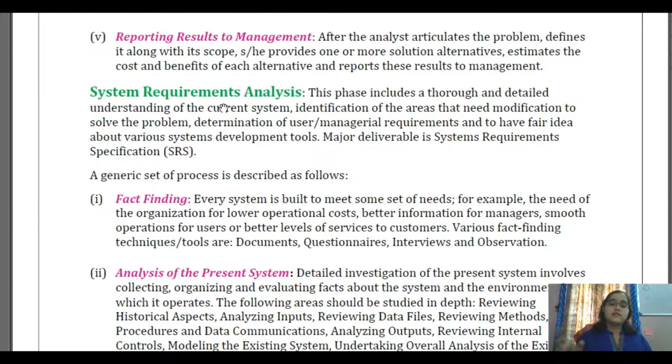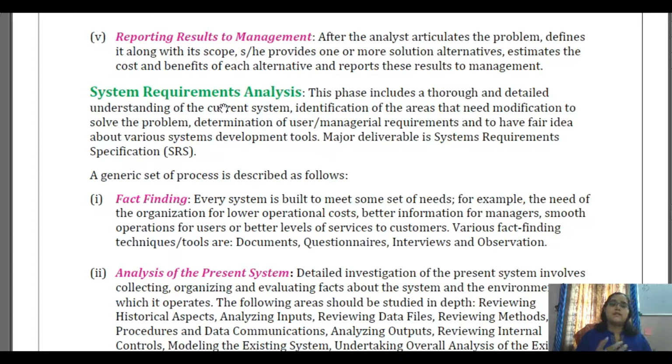In the fact finding session, the system analyst will talk to the users or the people who are working with the system, and then he will try to understand what the actual requirements are. He will be using various tools like documentation, questionnaires, interview and observation. Documents means he will go to the organization chart or process description booklet, which will show how the activities are being conducted in the organization or what the organization hierarchy is.